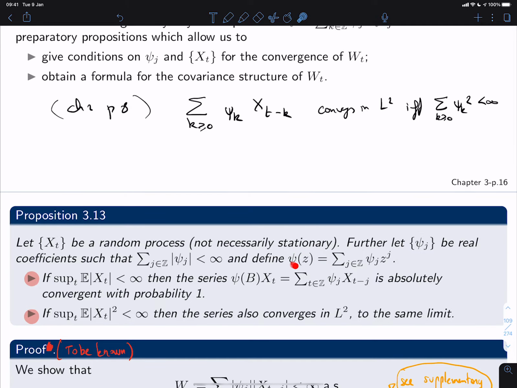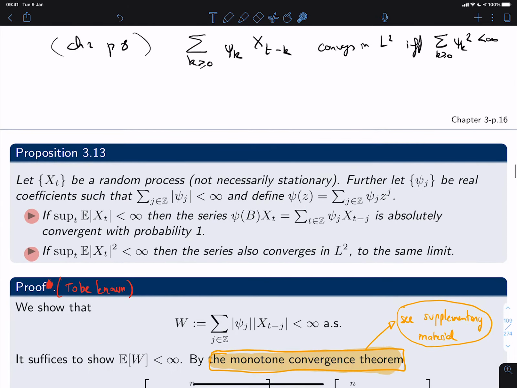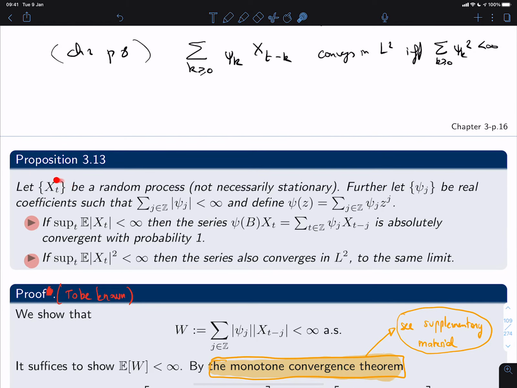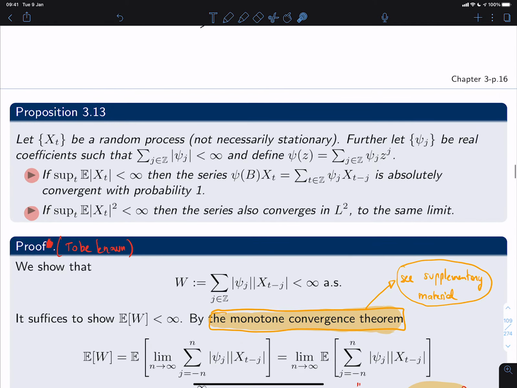We consider this polynomial, and what will happen is that if this sequence is uniformly bounded, then this series here, it's stronger than L2 convergence. It's absolutely convergent with probability 1. So the probability that this converges is 1.